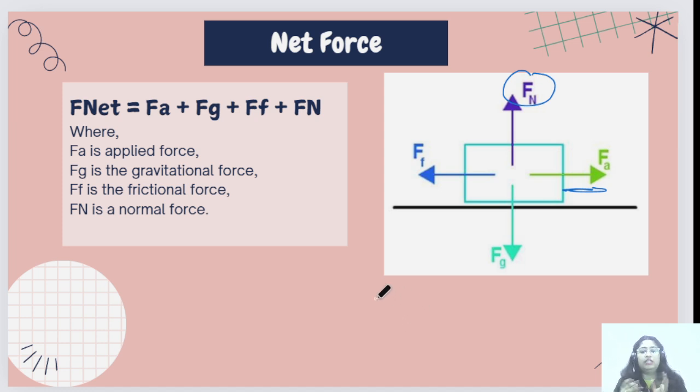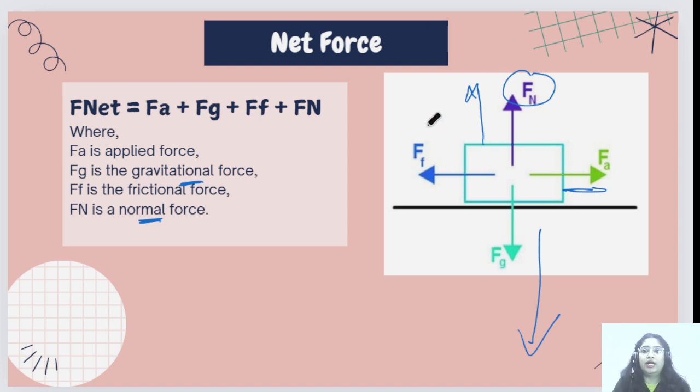Generally, what happens? Gravitational force is equal to the normal force, so it gets cancelled off. Okay, that's why the car is not going under the earth, it's not going inside the earth. Suppose the gravitational force were more, what would happen? The car would dig, it would go inside the earth. If the normal force were more, what would happen? The car would fly, right? But that does not happen. Why? Because they are equal in magnitude, so they cancel off.